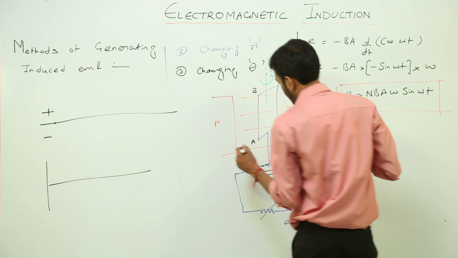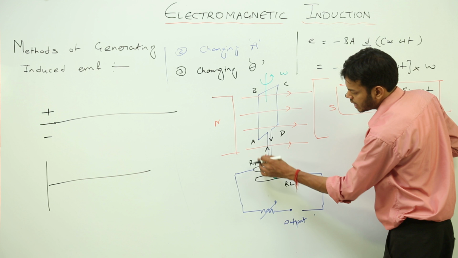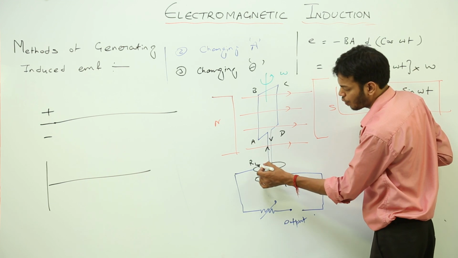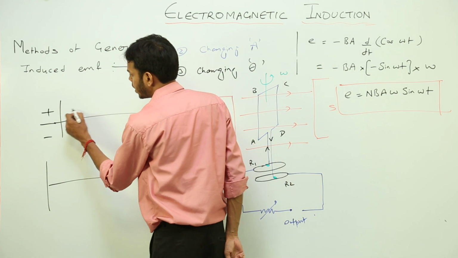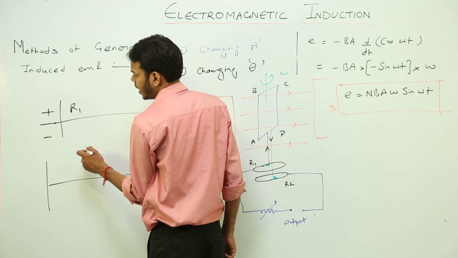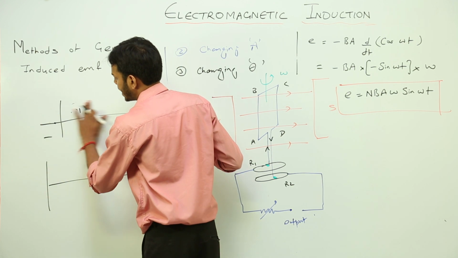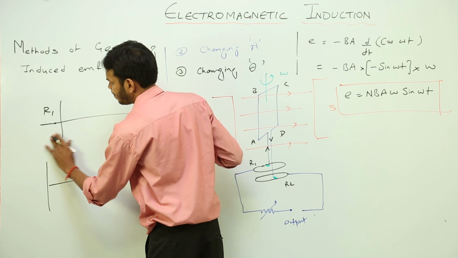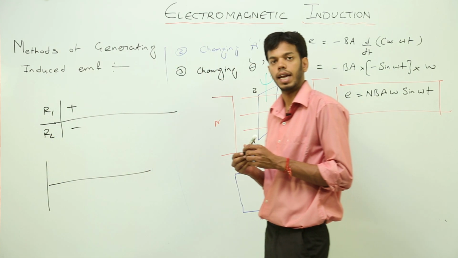That means the current is flowing like this and this. That means the current actually is flowing from R1 to R2, right? Current is flowing from R1 to R2, that is, R1 is positive and R2 is negative. So I'll write it like R1 here, R2 here. Right now R1 is positive and R2 is negative, right?